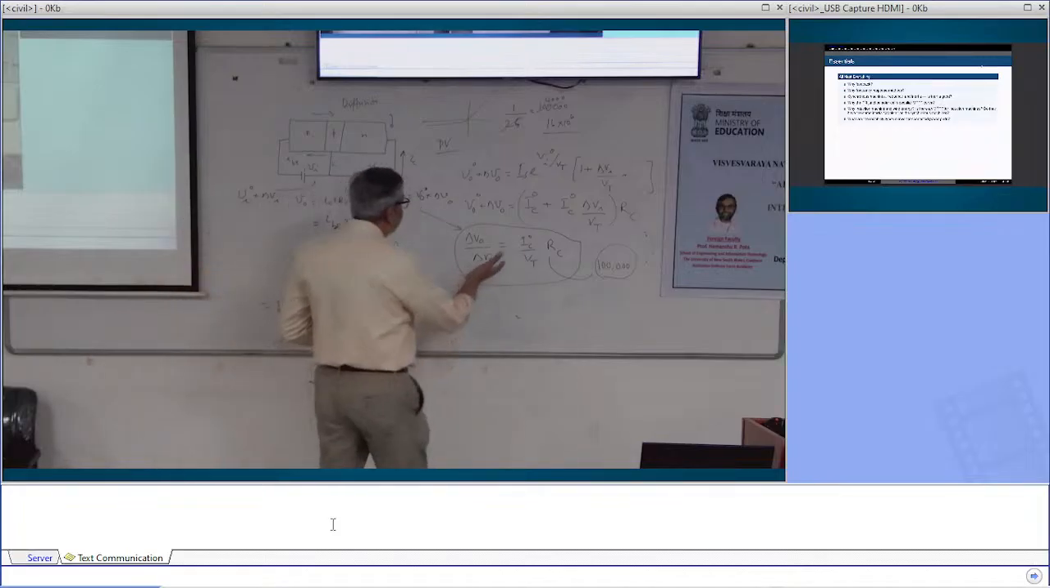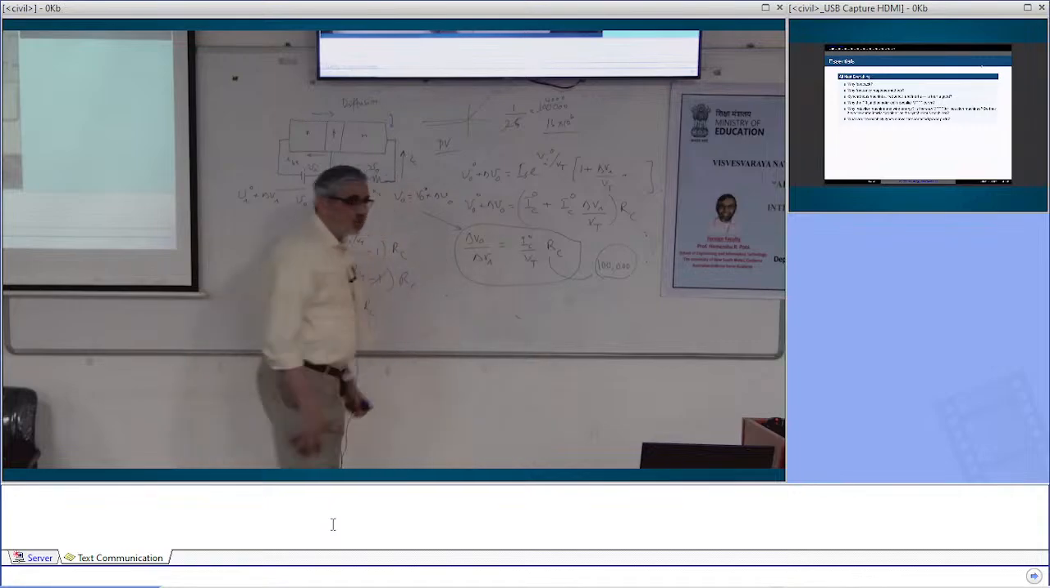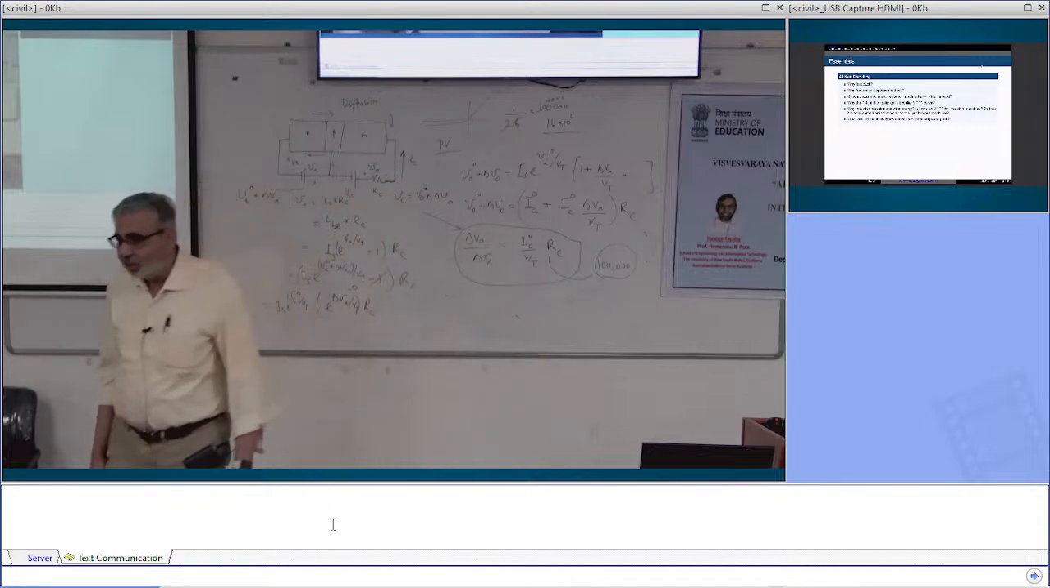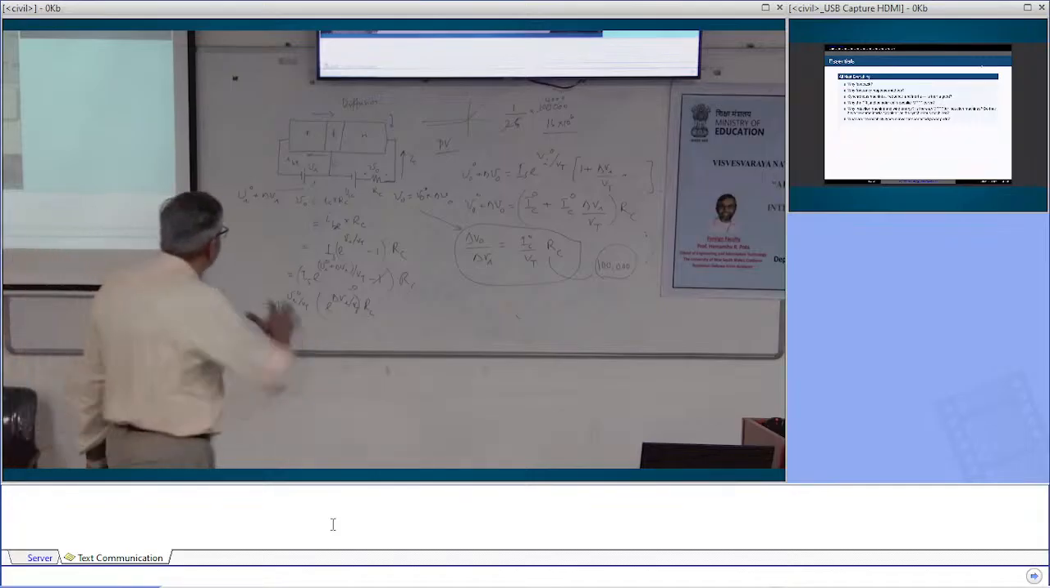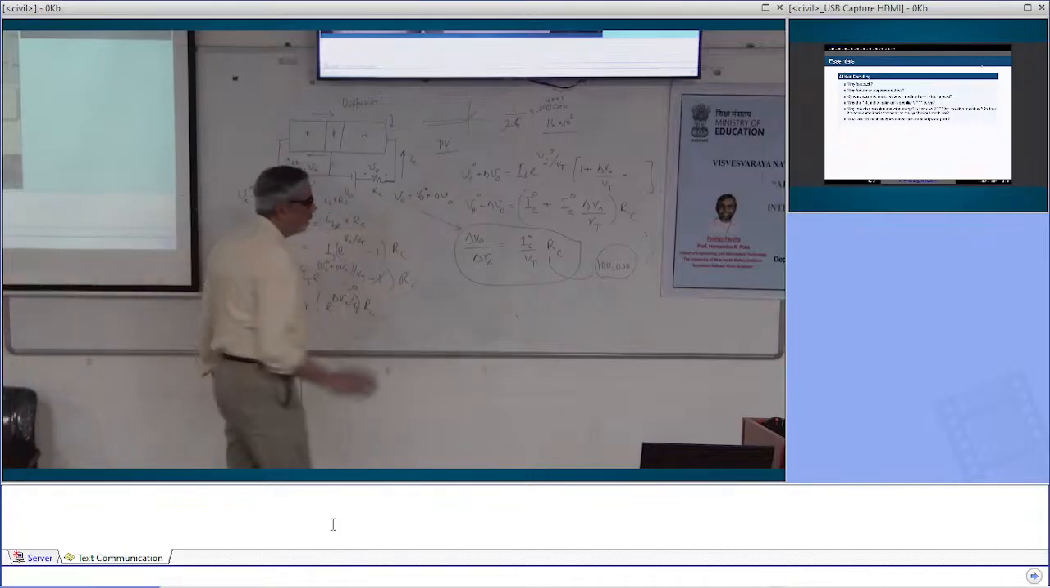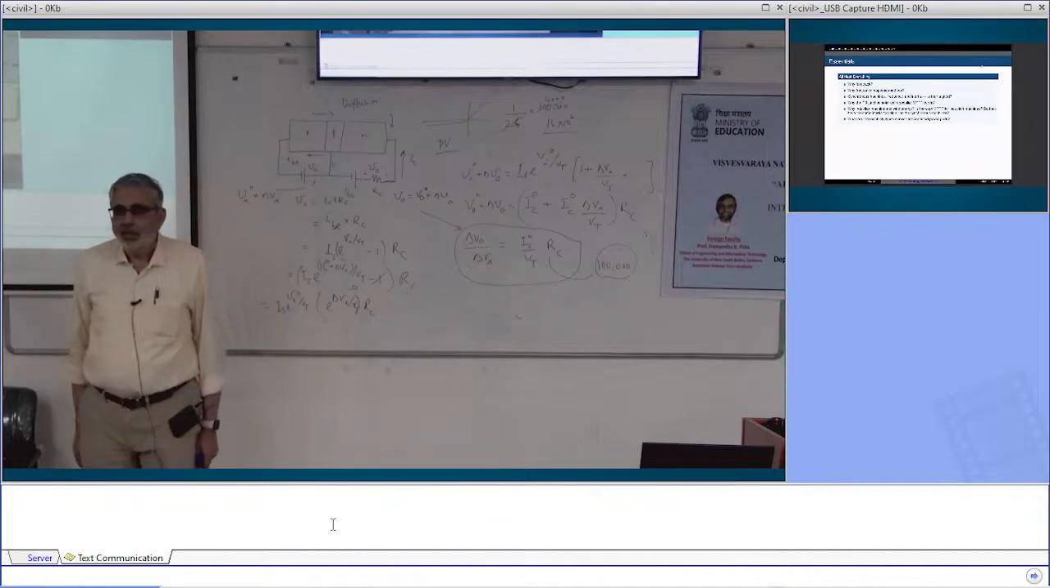But BJT has got very high gains. So although MOSFETs are very good in many ways because they are easy to fabricate, I don't know that much about fabrication, but they are easy to fabricate and all that. So MOSFETs are very popular, but still when you need high gain, you need this thing. Okay? So now I thought I'll complete.